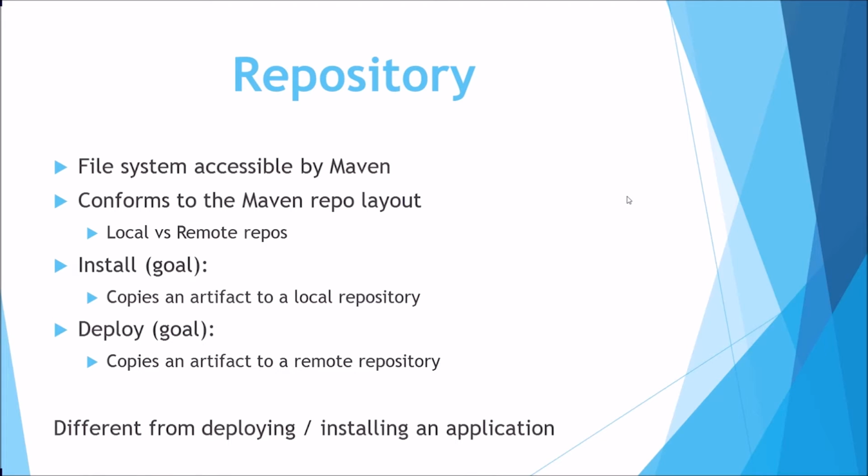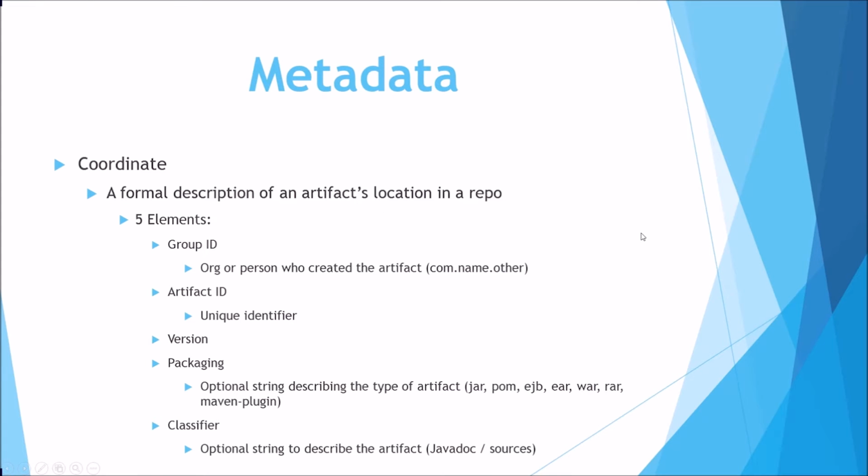Now, when we say install and deploy, we're using those terms differently than deploying or installing an application, right? Deploying a web application on a web server like WebLogic or Tomcat, and installing a client application through some sort of an exe file. So here we're using Maven goals to put artifacts into either a local repository or a remote one on a server somewhere.